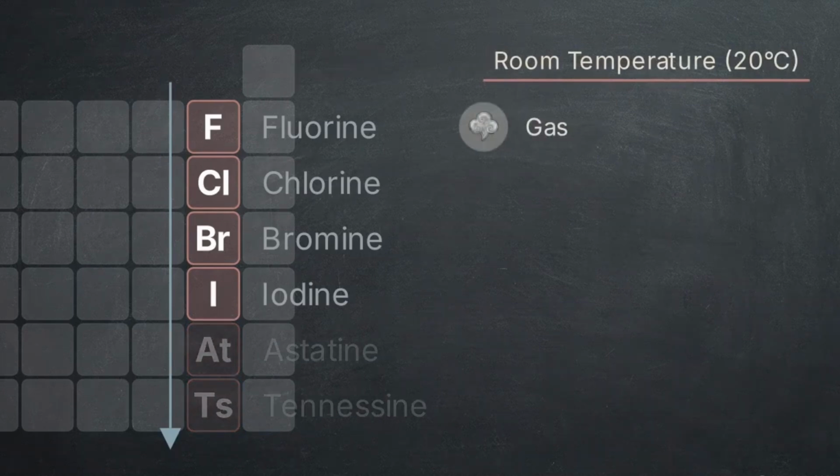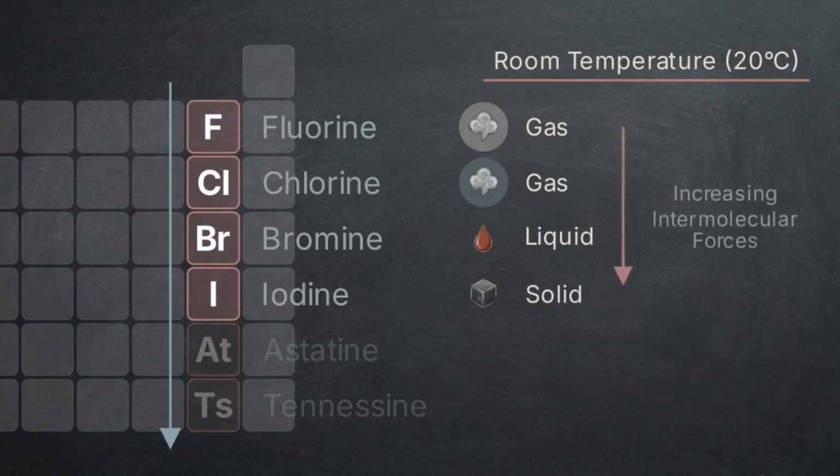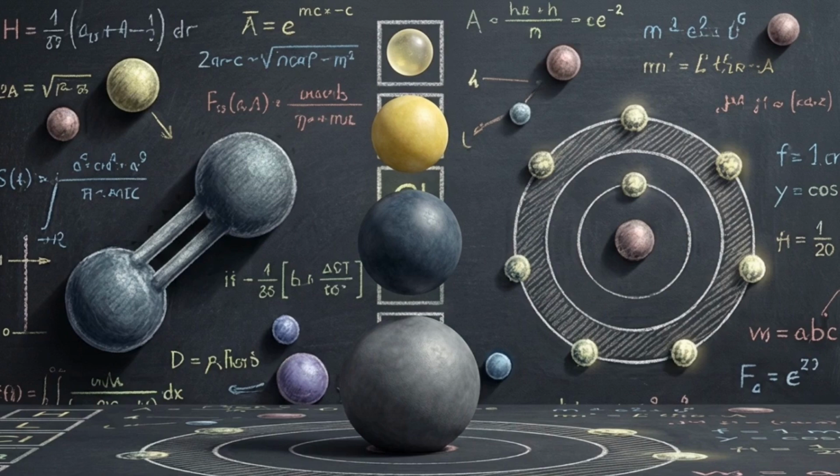Observing them at room temperature reveals a macroscopic trend. Fluorine and chlorine exist as gases, bromine as a heavy liquid, and iodine as a solid. Moving down the column, each successive element packs on more mass. The molecules become heavier, denser, and structurally tighter.